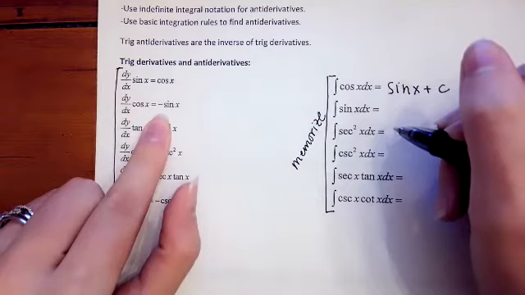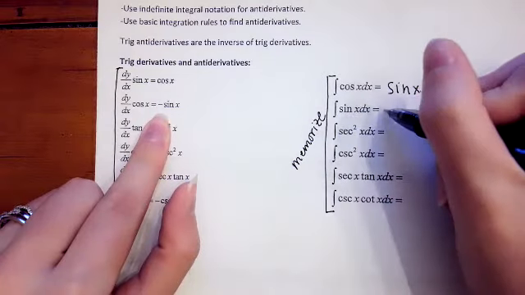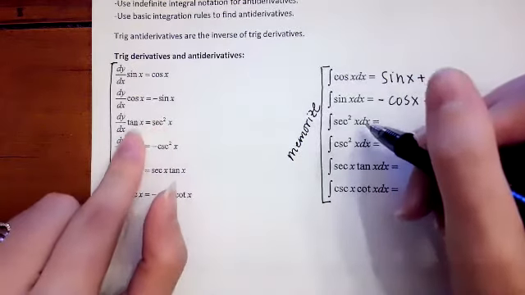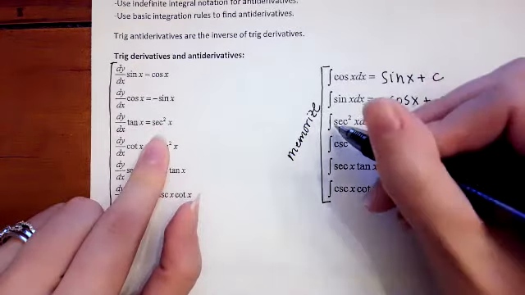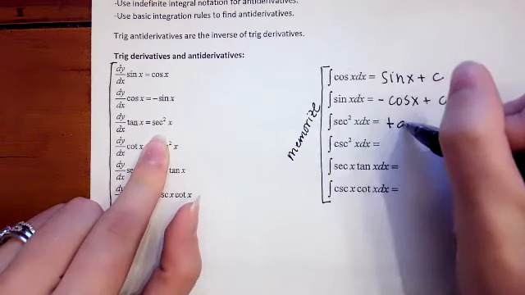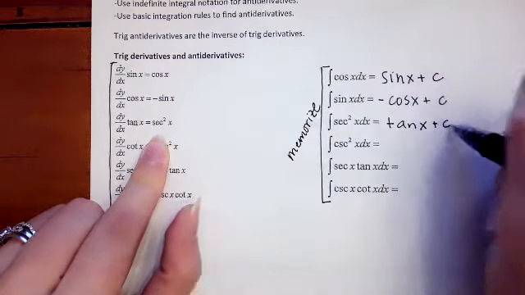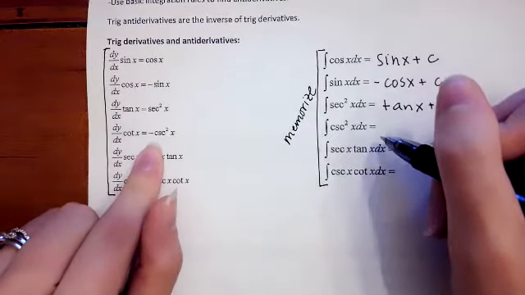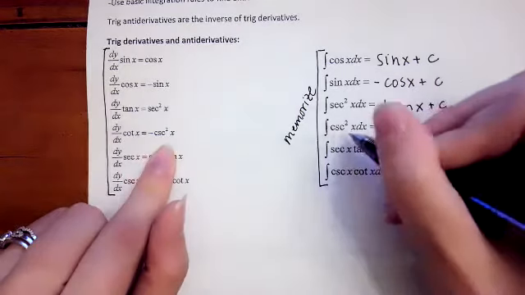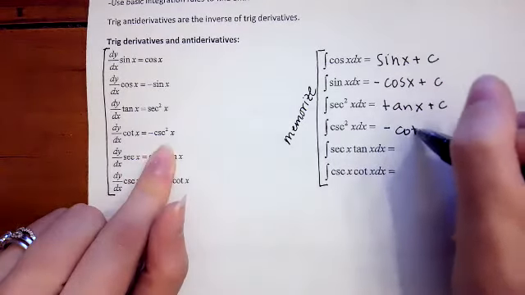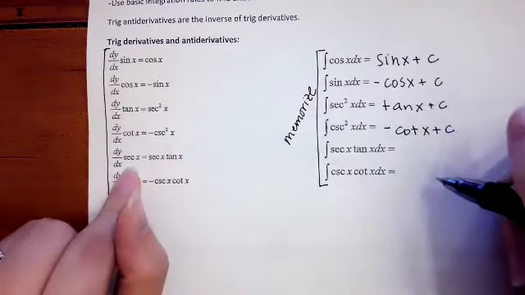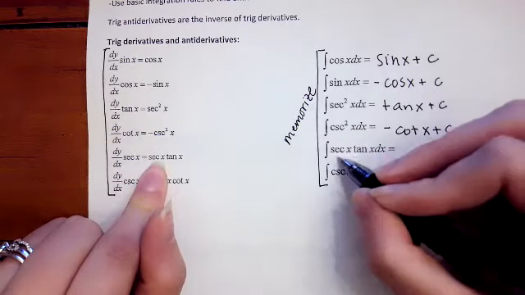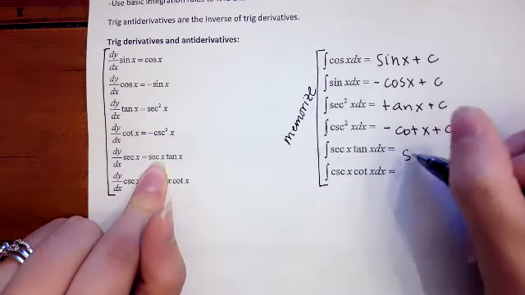Derivative of cosine was negative sine. If I take the integral of sine, I'm going to get negative cosine. Derivative of tangent was secant squared. Integral of secant squared is going to be tangent. Derivative of cotangent was negative cosecant squared. Integral of cosecant squared is going to be negative cotangent. Derivative of secant is going to be secant tangent. Integral of secant tangent is secant.